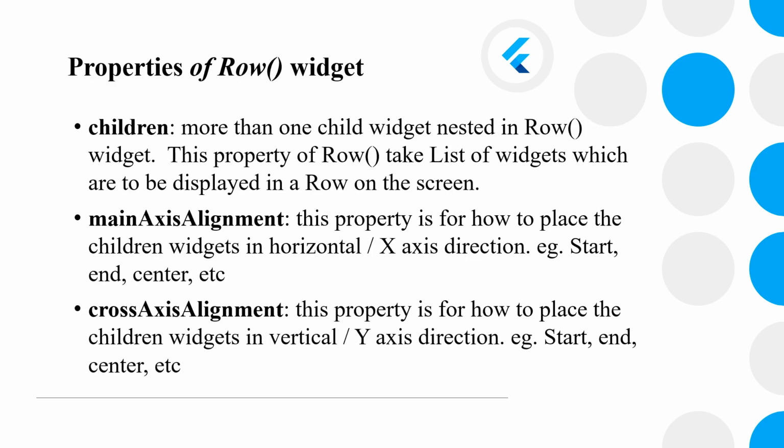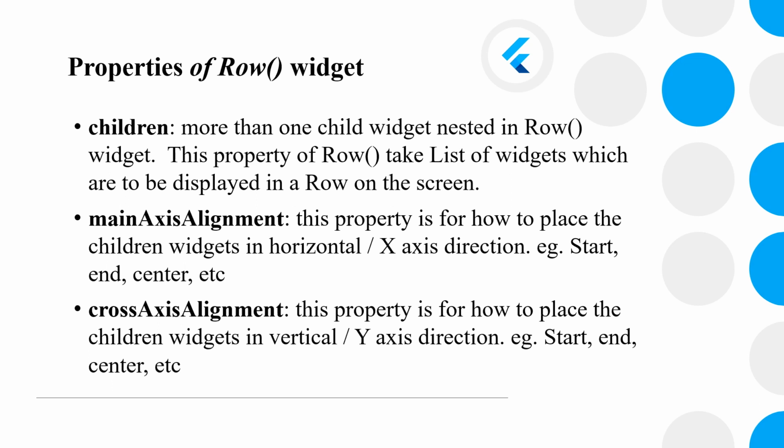Some of the common properties of the row widget are: first one, children. More than one child widget nested in the row widget. This property of the row takes a list of widgets which are to be displayed in a row on the screen.